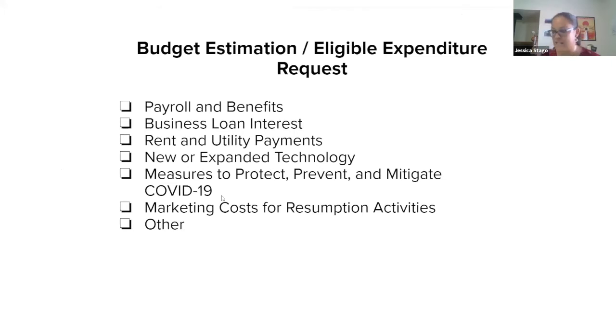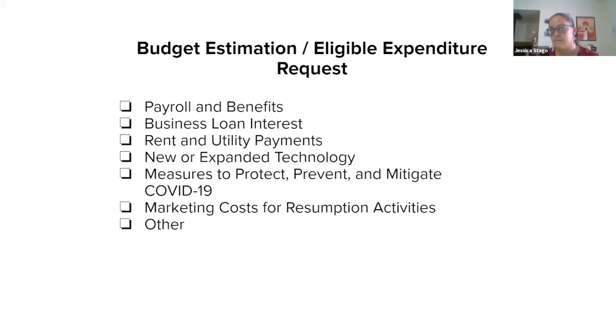the next part is the expenditure request. So these are the eligible categories that you can request funds to pay for. We'll go through each one of these, but again, I have budget estimation because this is a grant. Remember, that's a grant, and it just tells you what you can use the grant monies for.